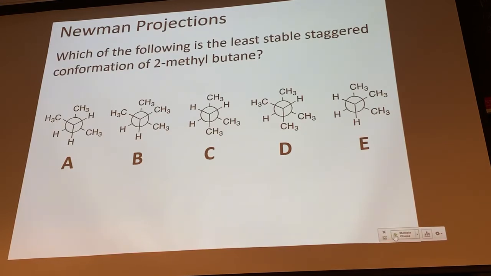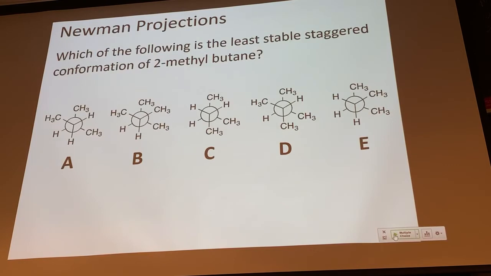Okay, first of all, which of these conformations represents 2-methylbutane? Okay, E is 2-methylbutane. Which other ones are? C and A. What about B and D? What are they? 2,3-dimethylbutane. Exactly. So we need to be able to convert names to Newman projections and vice versa. That's an important skill to have as well.